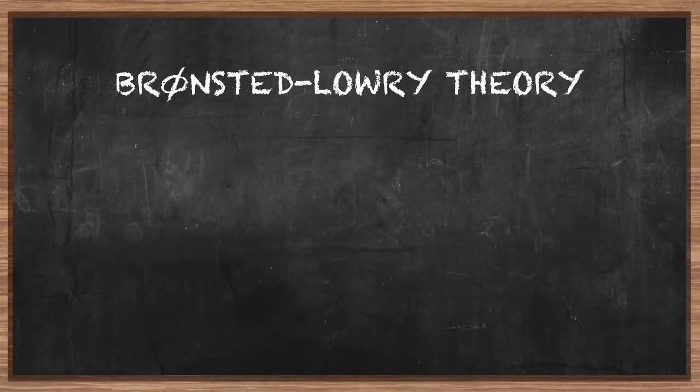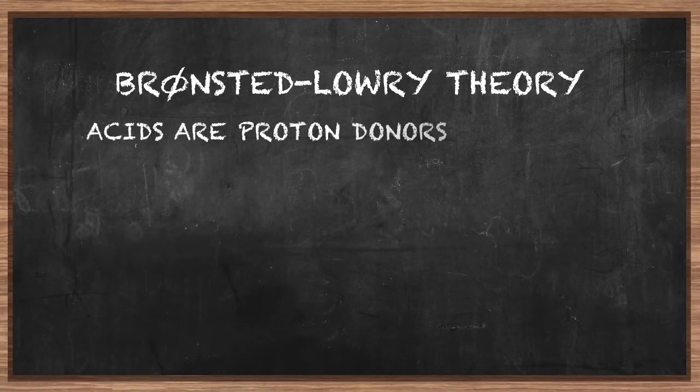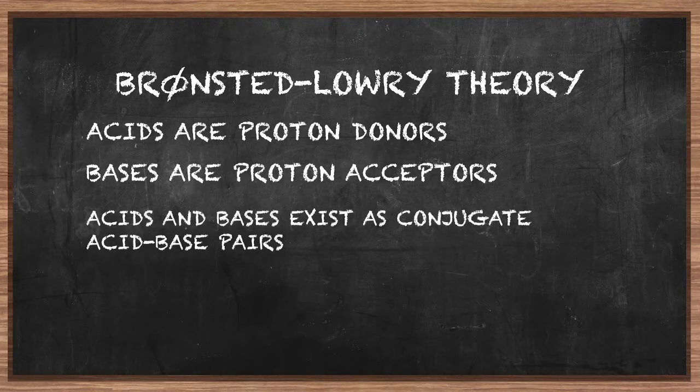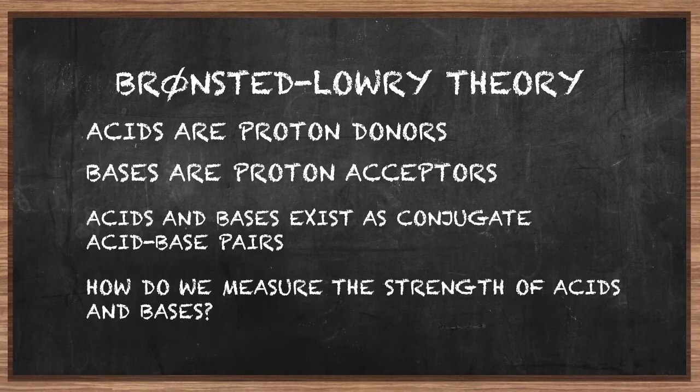In the last lesson, we learned that acids are proton donors and bases are proton acceptors. We also learned that acids and bases exist as conjugate acid-base pairs. Now we move on to find out, how do we measure the strength of an acid or a base?